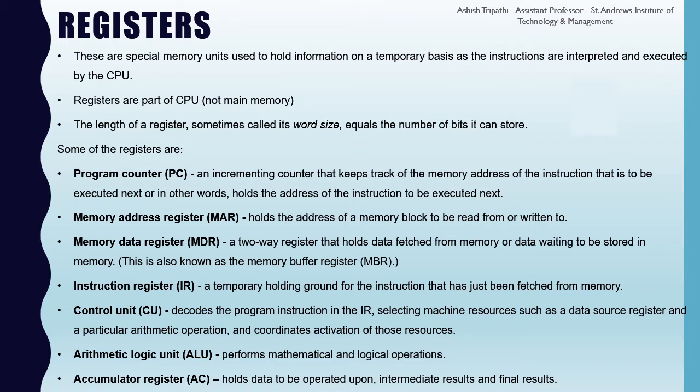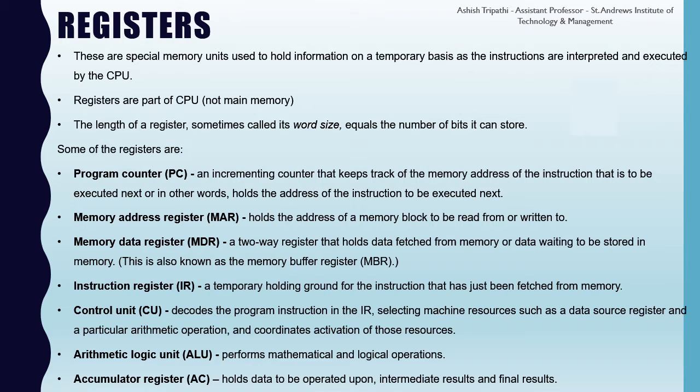So whenever you fetch an instruction from the memory, it is kept in the instruction register, and the next instruction to be executed is kept in the program counter. The memory address register holds the address of the memory from where you have to read and write, and the memory data register holds the data temporarily, that is, as a buffer.